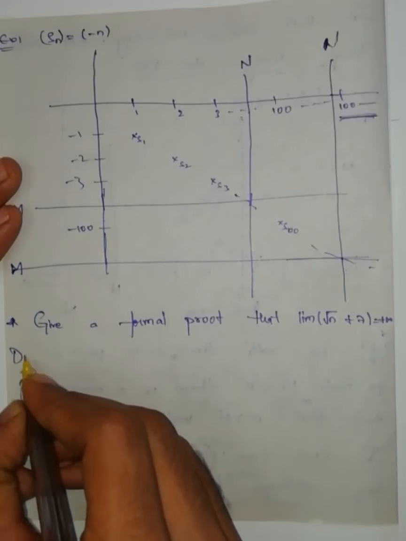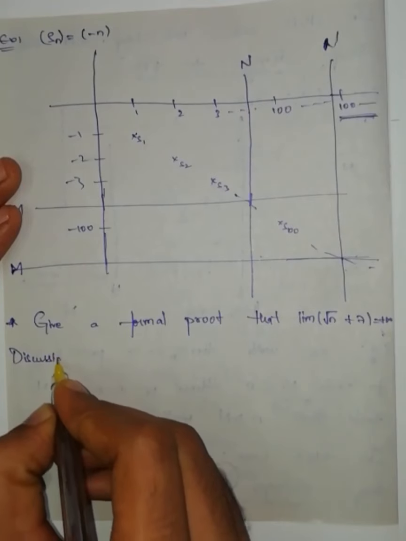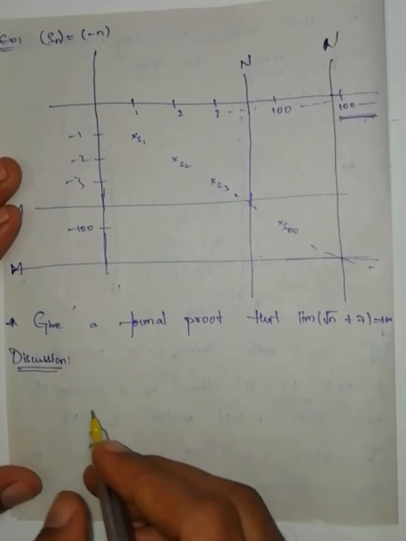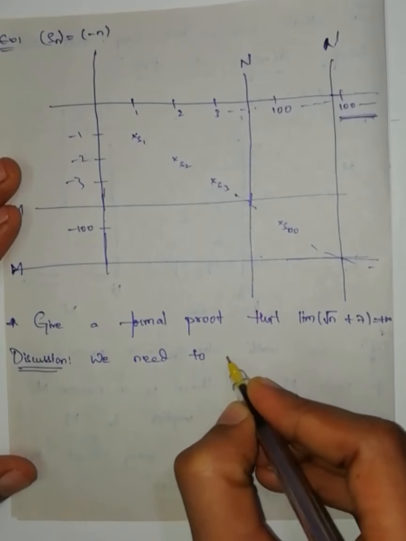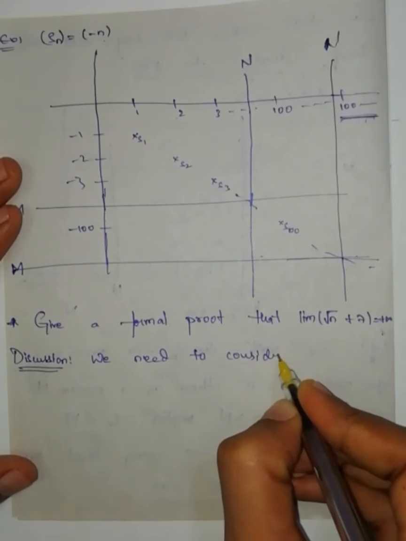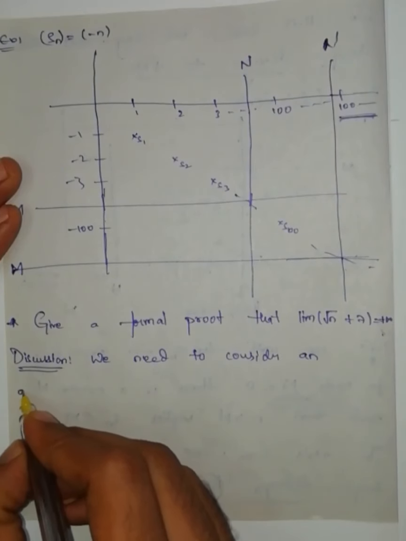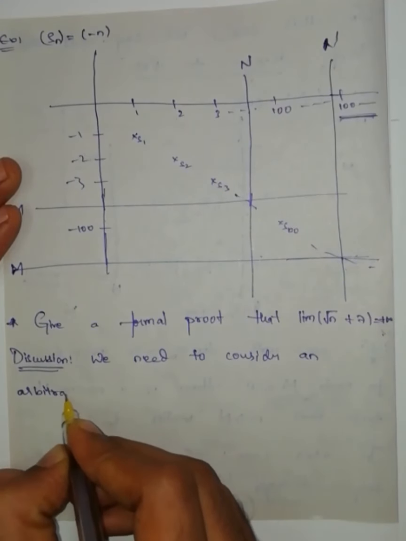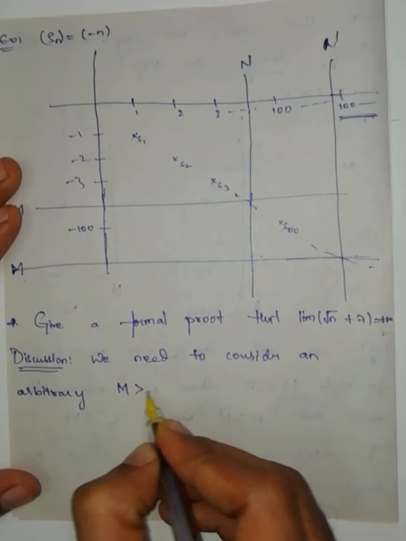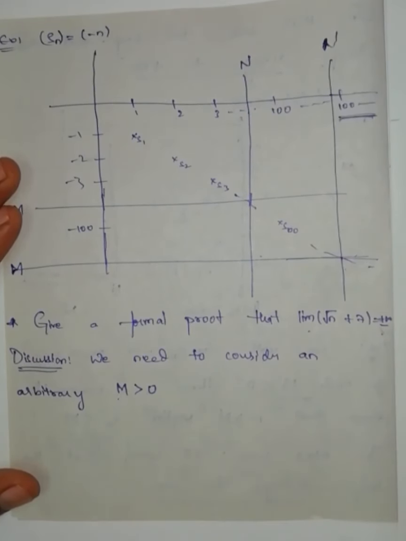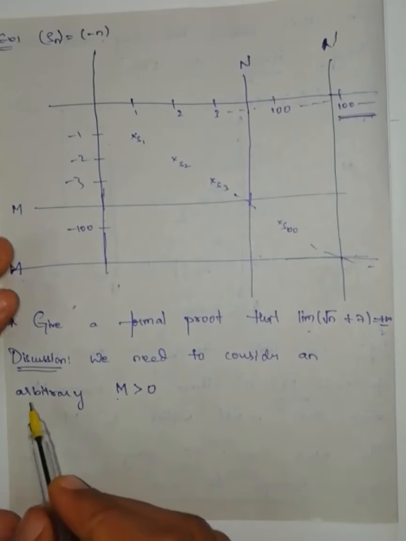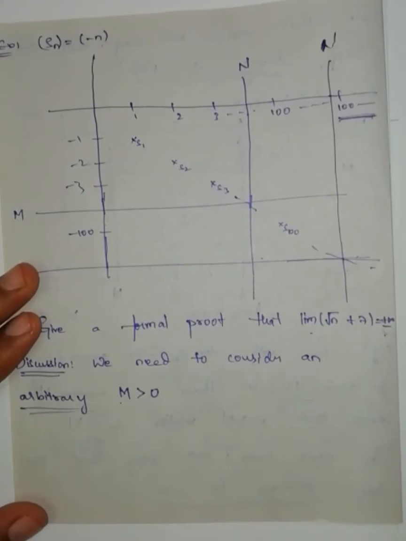First, we need to consider an arbitrary capital M greater than 0. Since I have to prove that the limit value is plus infinity, I have to take capital M greater than 0. I can take any capital M greater than 0; there is no other condition. So I am going to select an arbitrary capital M.